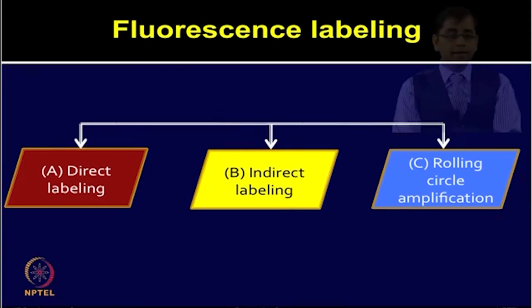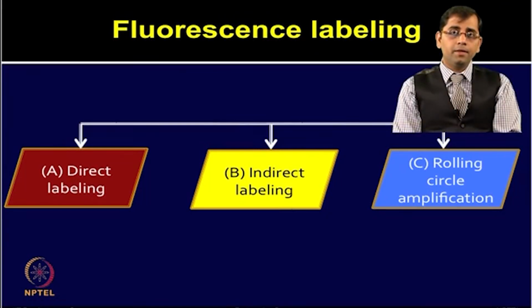Different types of fluorescent labeling methods have been employed for protein microarray based applications, which include direct labeling, indirect labeling, and rolling circle amplification. I'll talk about these three methods in detail.